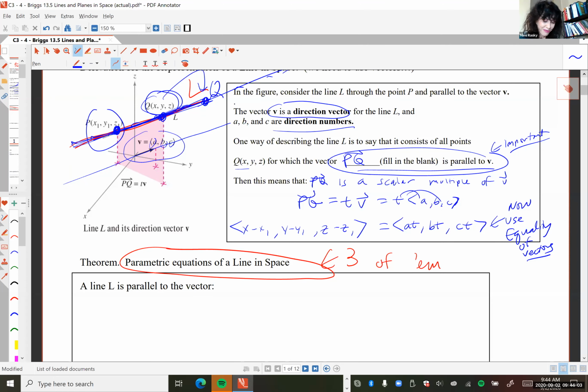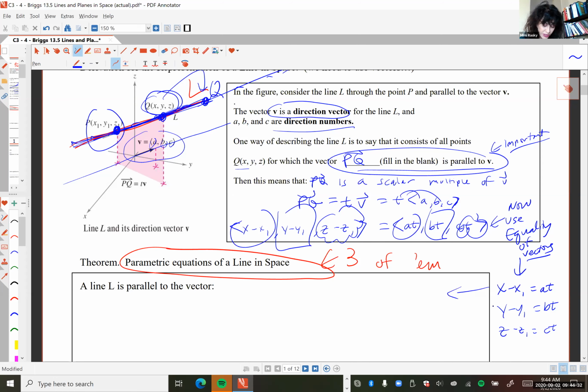So you get three equations like x minus x1 equals at, y minus y1 equals bt. Yeah, write that down. So what that means is x minus x1 had better equal at. The x components have to be a match. And then you have to equate the y components. So that means y minus y1 had better equal bt. And finally, the z components had better be set equal to each other.